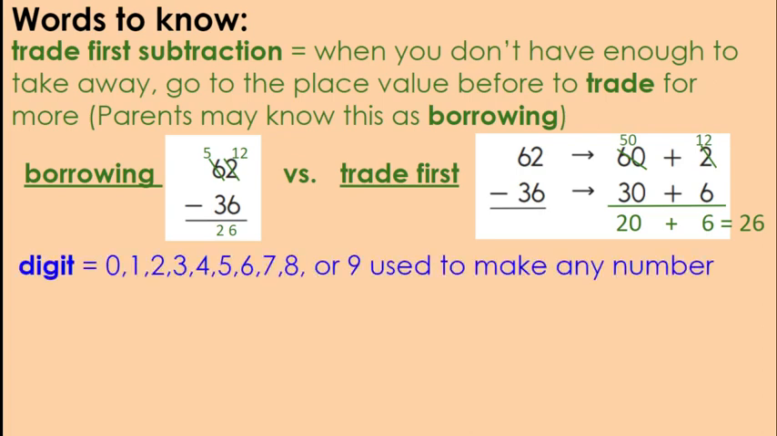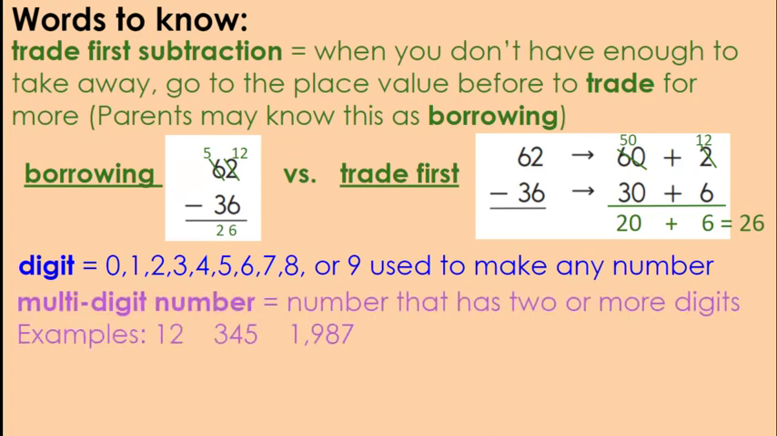The word digit means there are 10 digits used to make any number. 0 through 9 are considered the 10 digits. A multi-digit number is a number that has 2 or more digits. For example, the number 12 has 2 digits, 1 and 2. 345 has 3 digits, 3, 4, and 5. 1987 is a 4-digit number.